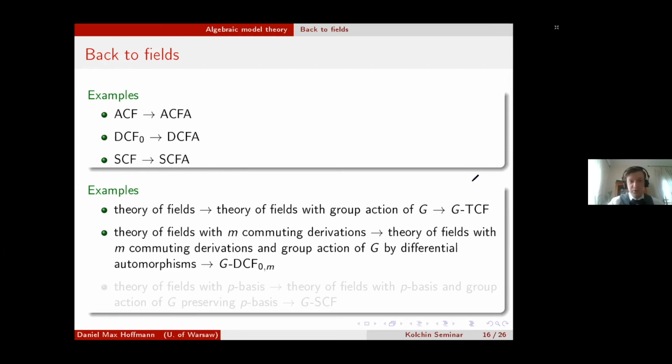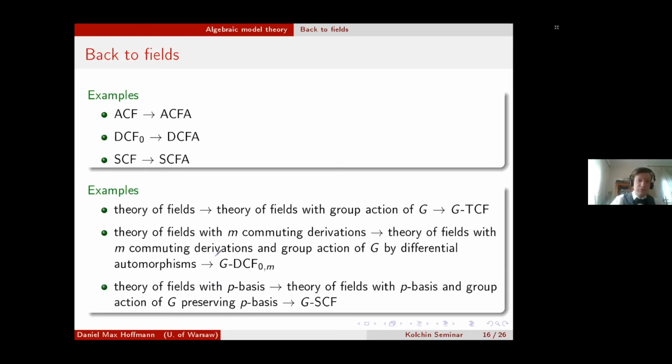And the same here. If you have a theory of fields with m commuting derivations, then you equip the theory of fields with the m commuting derivations with a group action by a group G, and this group acts by differential automorphisms. And if you are able, you can find a model companion, so the theory of existentially closed such structures, and that I will try to do today at the end. So GDCF0. So you have m many commuting derivations, some finite group G, and G acts by differential automorphisms.